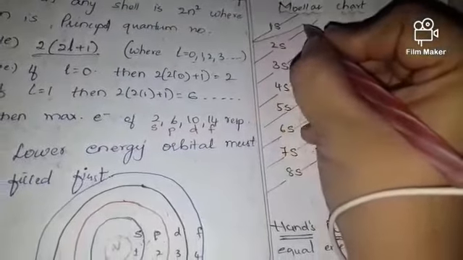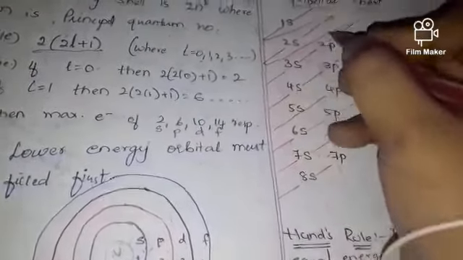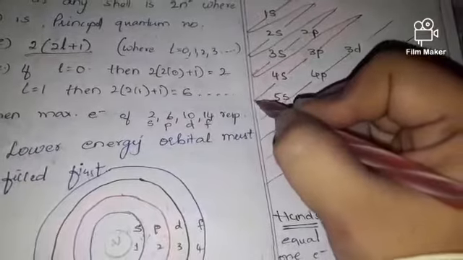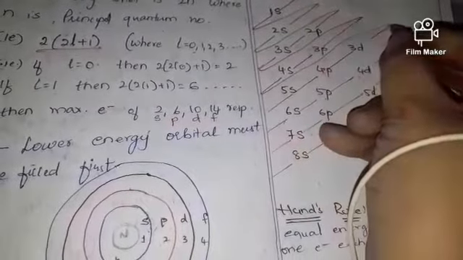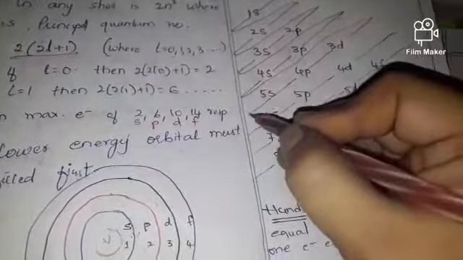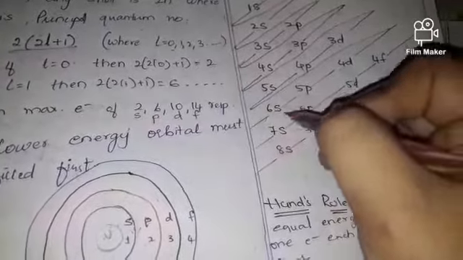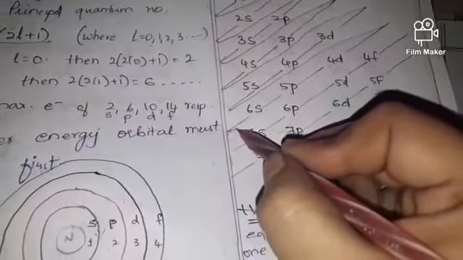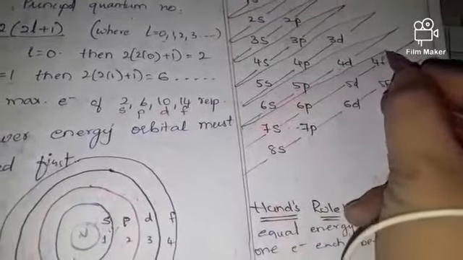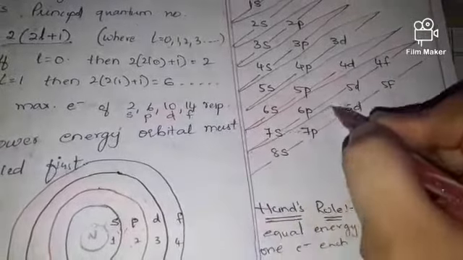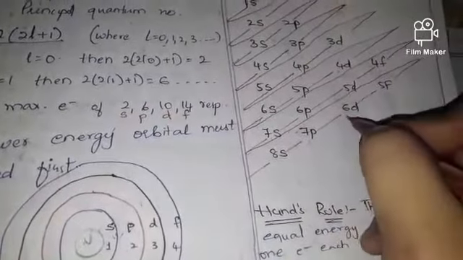1s, you join it to 2s. Then from there, come back and join it to 2p. Again come back and join it with 3p. Then come back and join it with 3d. Then come back and join 3d, 4p, 5s, and then come back to 4d. Similarly, come back again: 4d, 5p, 6s, then join it to 4f. Then 4f, 5d, 6p, 7s, then join it to 5f. Then you come back with 5f, 6d, 7p, 8s.